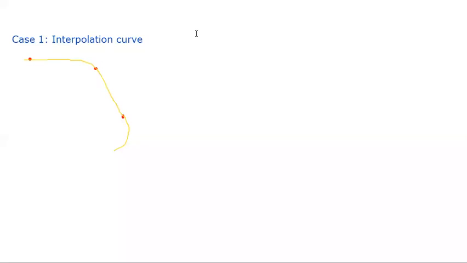You can see here, this curve passes through all the control points. How many control points are there? 3 control points: first control point, second control point, third control point. It passes through all the control points. This is known as the interpolation curve. That is most important.